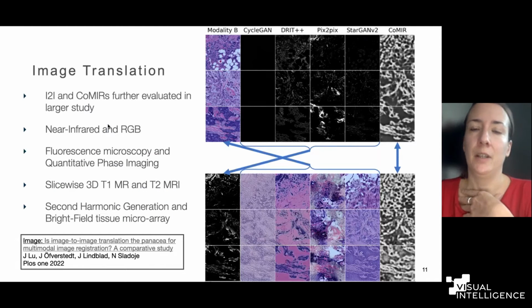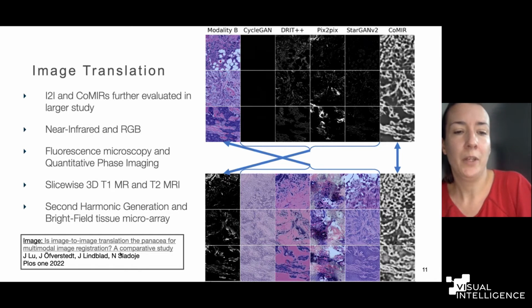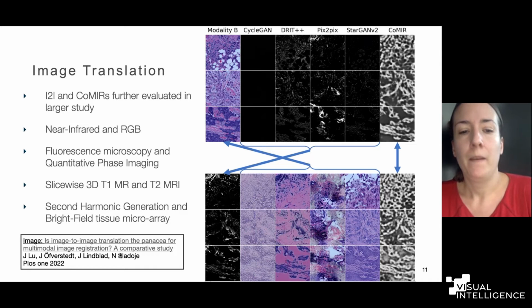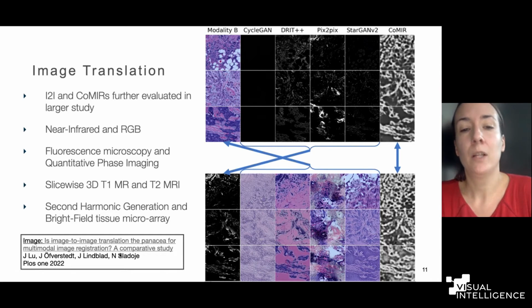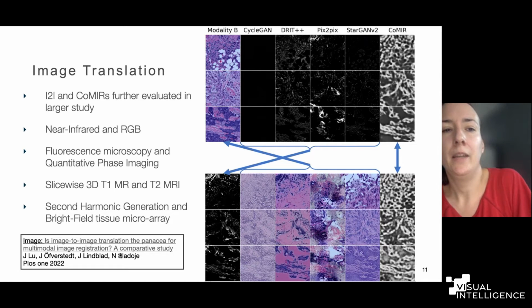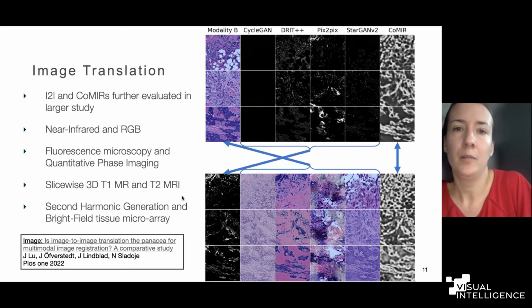And that study was taken further to evaluate different GAN models for these tasks in this paper down here by some of the people in my group at Uppsala University. So they evaluated these CoMIR approaches versus a lot of different GAN models for other modalities. So they used fluorescence microscopy and quantitative phase imaging, also some medical images, differently weighted MRI images, and also other benchmark data sets of these two microscopy types.